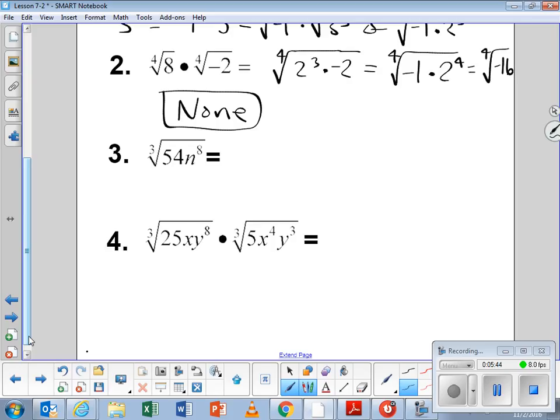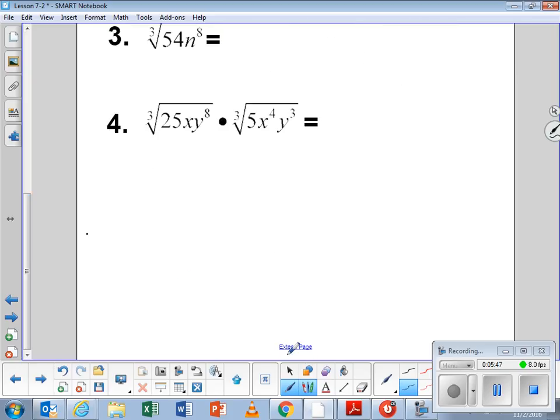54. Does 2 go into 54? How many times? 27. Does 2 go into 27? No. Does 3 go into 27? Yes. 9 times? Does 3 go into 9? Yeah. 3 times. So what I just did is I took 54 and I broke it down into the prime factors. So 54 is equal to 3 cubed times 2. Do you agree with that? Okay.